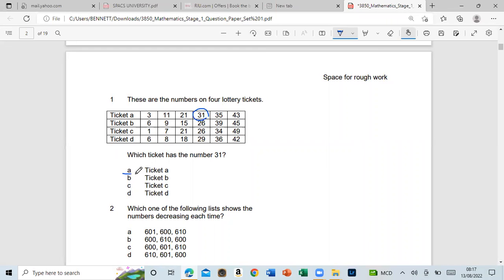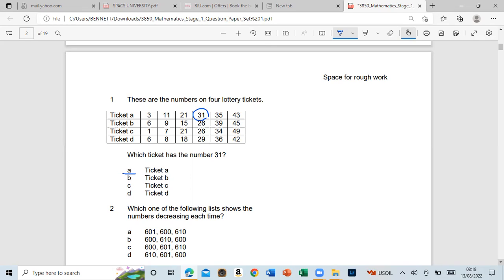Very good. All right, 2. Which one of the following lists shows the numbers decreasing each time? Go through those numbers and see which is decreasing. Which is it, guys? Is it D?